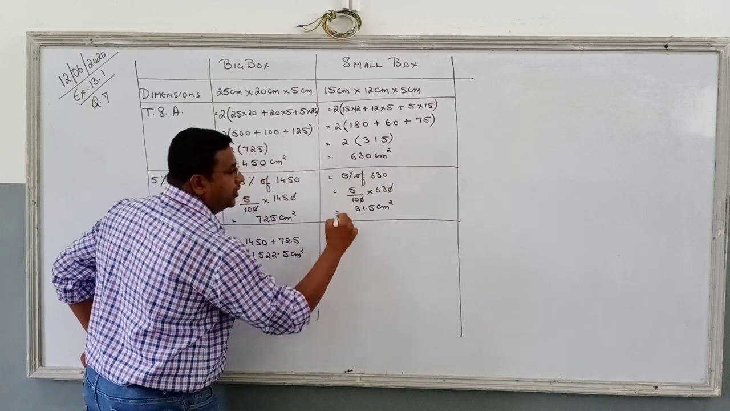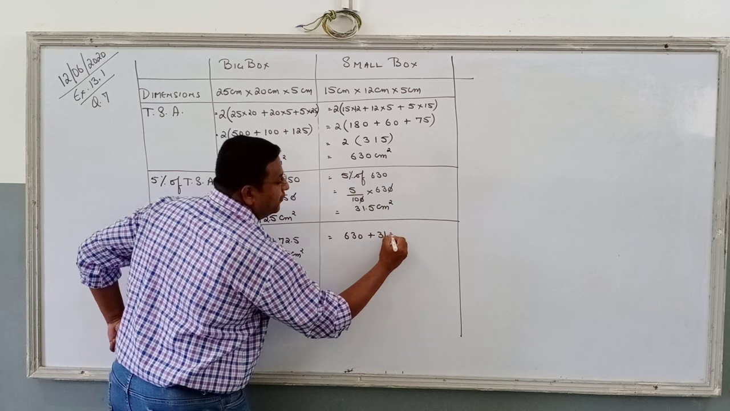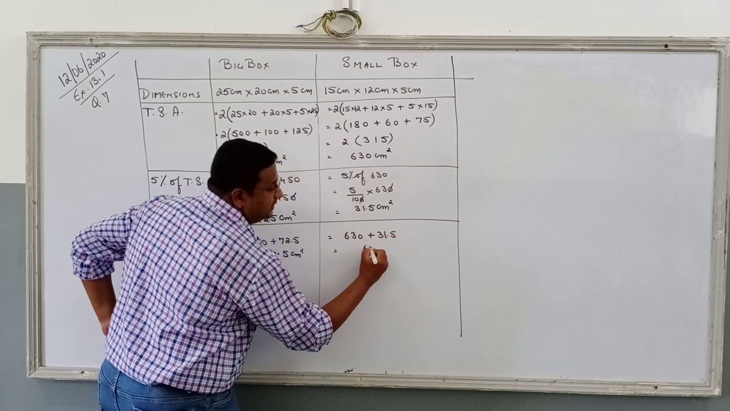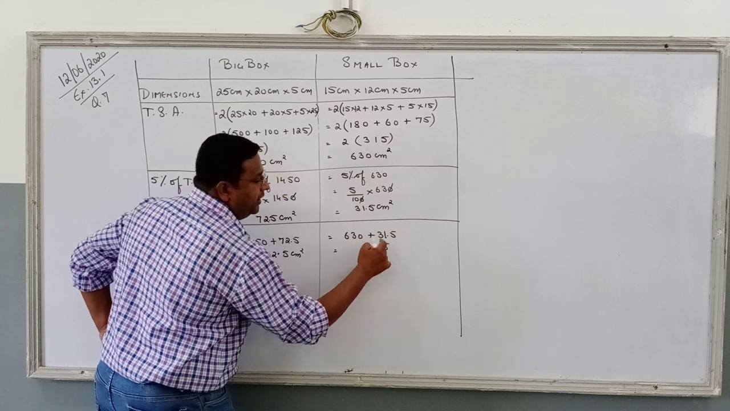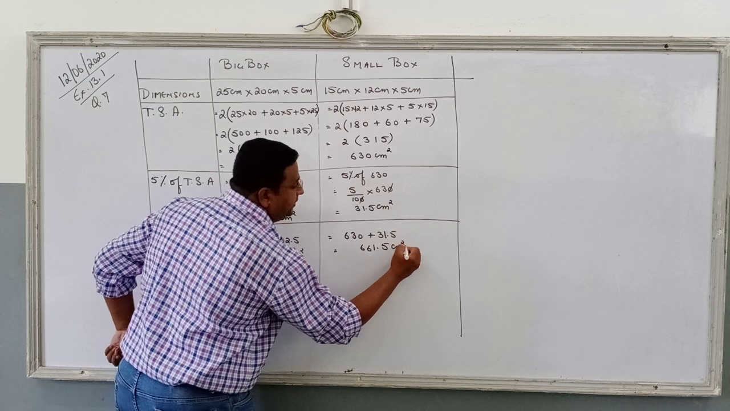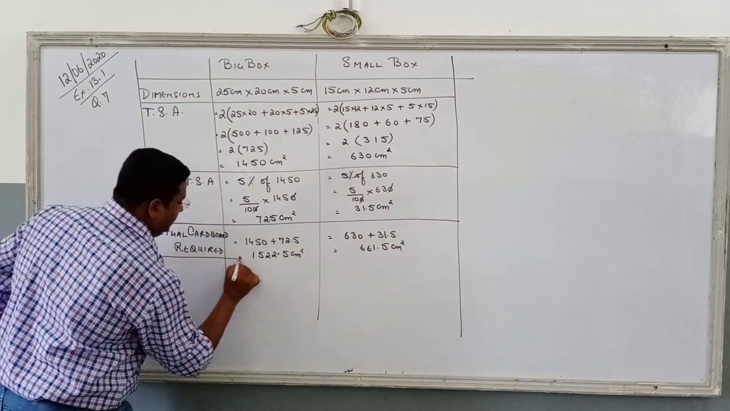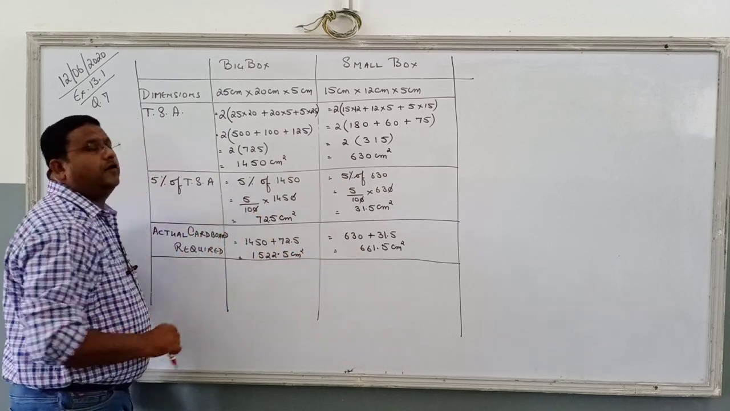Whereas for the smaller box, 630 plus 31.5, so that is 6, added 0.5, 0 and 1, 1, 3 and 3, 6 and 6 centimeter square. This much cardboard is required for the bigger box, this is required for the smaller box.